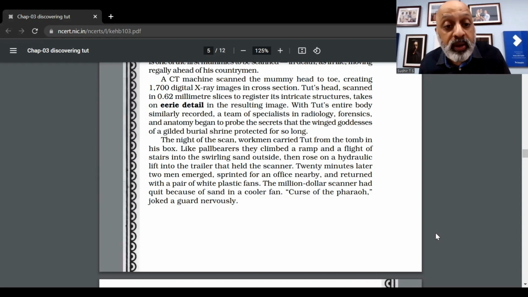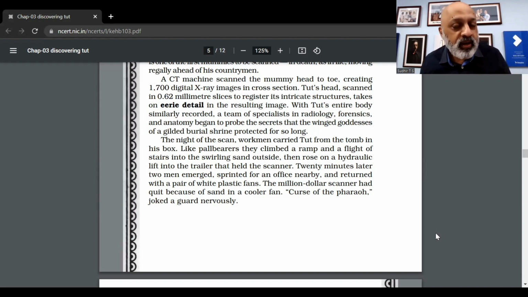Twenty minutes later, two men emerged and sprinted for an office nearby. An office had also been established nearby, they ran there, and returned with a pair of white plastic fans. Why? Because the $1 million scanner that Siemens had given to National Geographic had quit, had stopped working because of sand in the cooler fan. Sand had got inside the cooler fan.